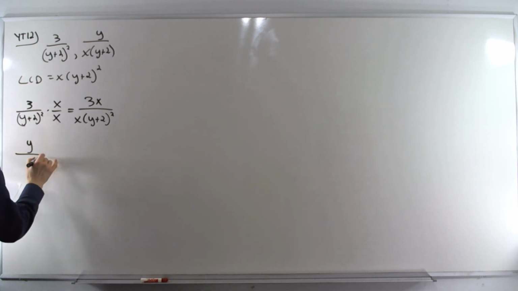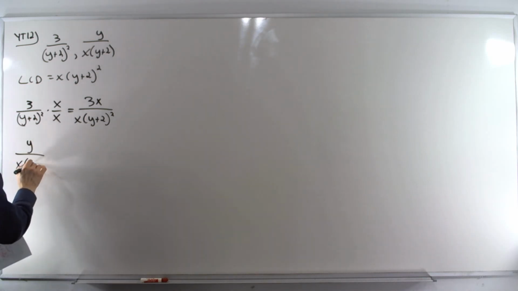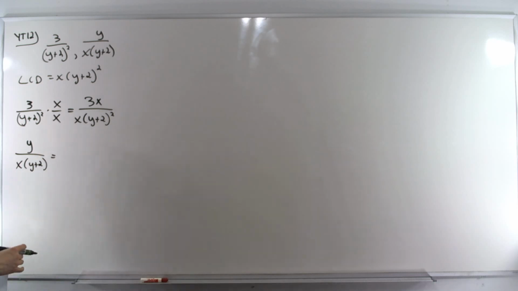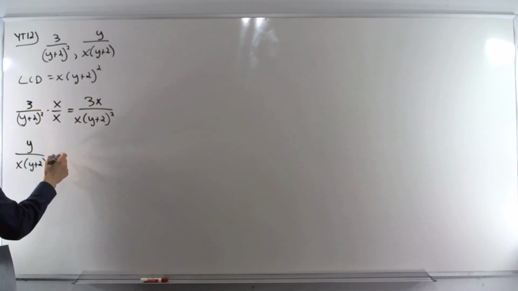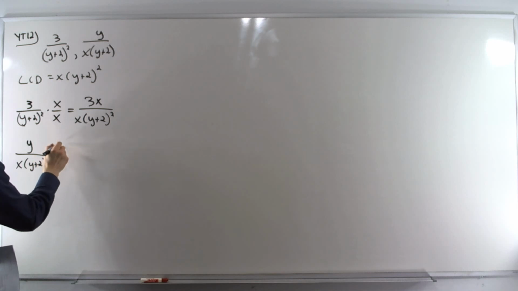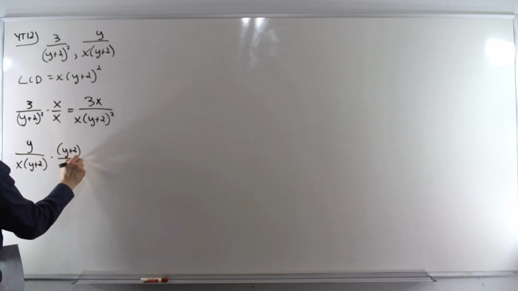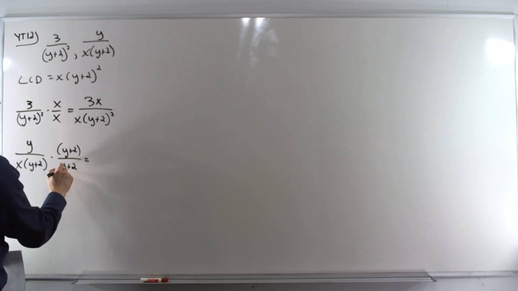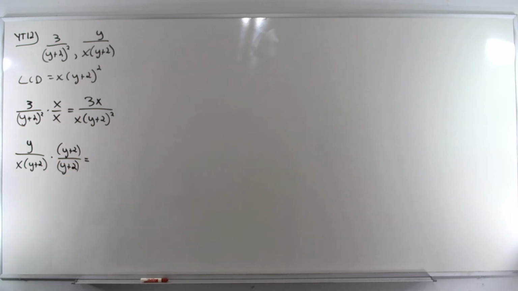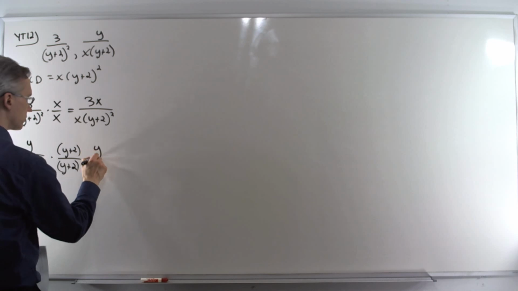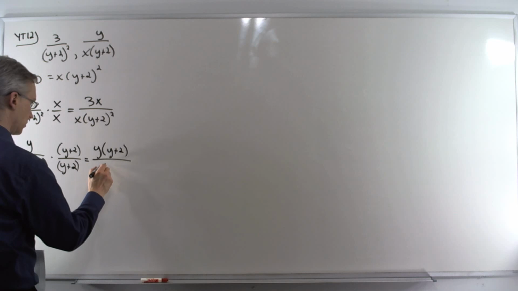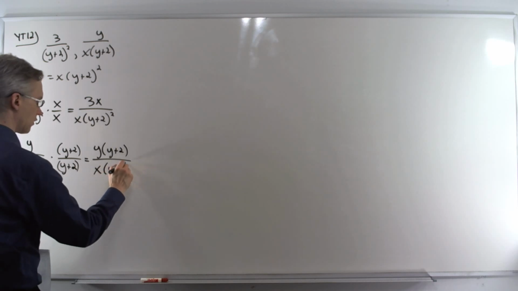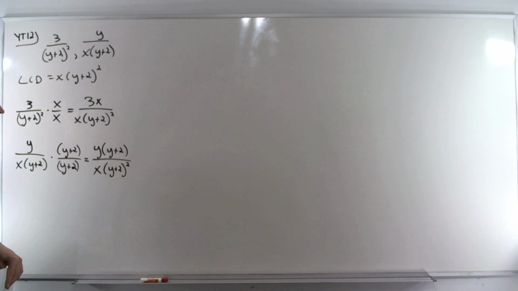Next up, we've got y over x times y plus 2. So we have the x, and we have one of the y plus 2's. We're missing the other one. So we're going to multiply by y plus 2 over y plus 2. So on top, we get y times y plus 2, and on the bottom, we get x times y plus 2 squared.